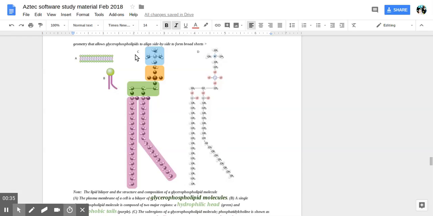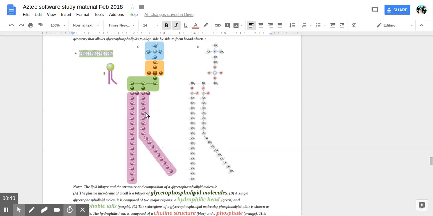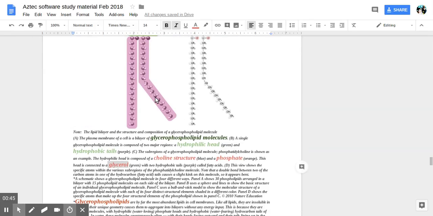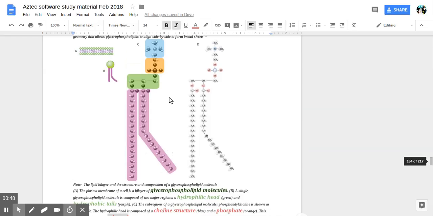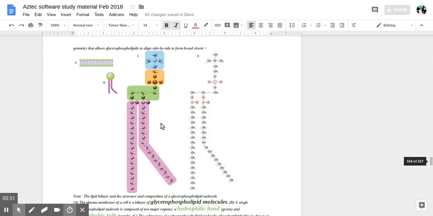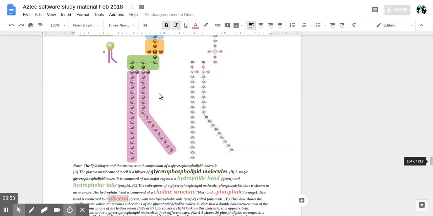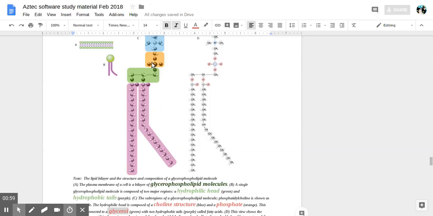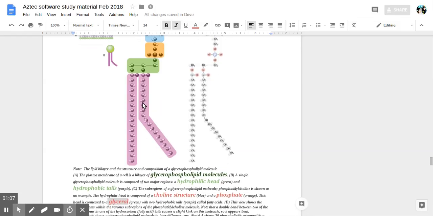glycerophospholipid molecule, which consists of a hydrophobic tail, which we learned in the previous video, and a hydrophilic head. The hydrophilic head consists of three sections: a choline in the blue, phosphate in the orange, and a glycerol in the green. So choline, phosphate, and glycerol, and that's the head, and the tail, which is fatty acids. So that's what it is.